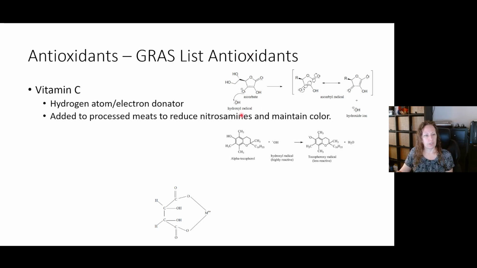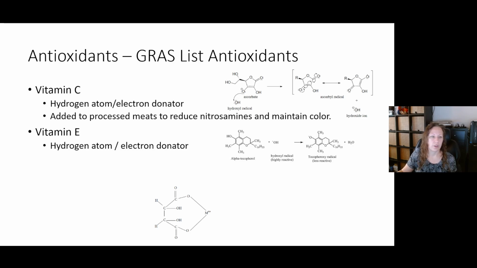Vitamin C is often added to processed meats to reduce nitrosamines and maintain color. So it prevents oxidation that can accelerate nitrosamine formation. Vitamin E is also a hydrogen atom or electron donor. And in this example, I'm showing you how it's going to donate a hydrogen atom. So here we have vitamin E, which is alpha tocopherol, and a hydroxyl radical.